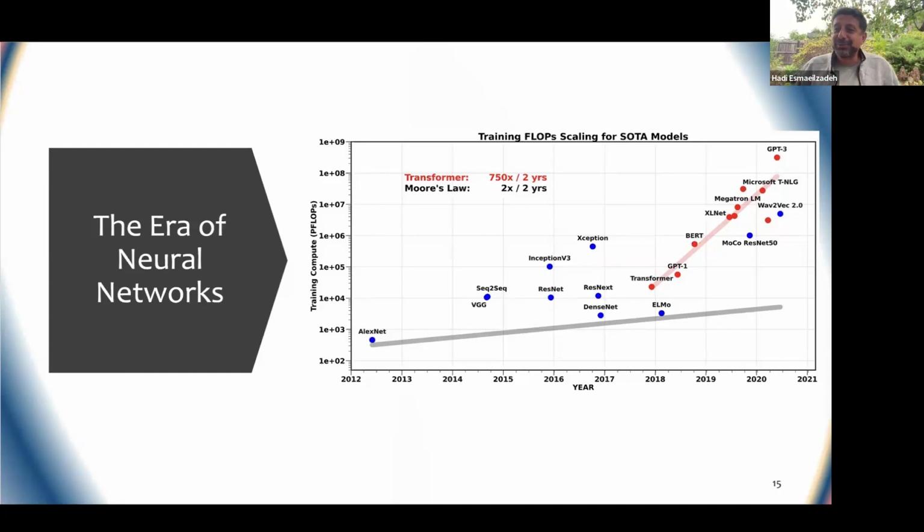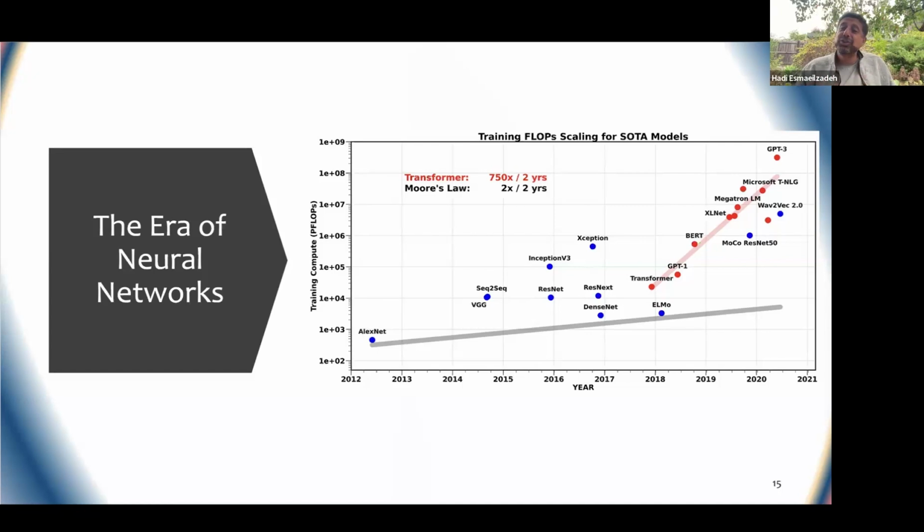Most of the research in machine learning was on kernel methods, which means support vector machines. And I remember talking to some machine learning faculty at Georgia Tech when I was a professor there, and they were telling me, why would you even do neural networks?